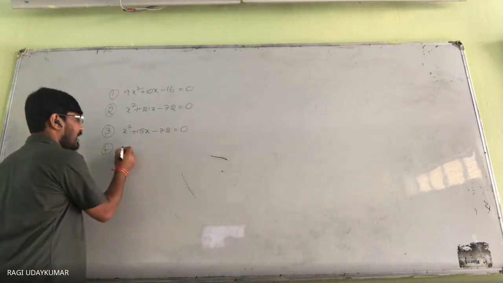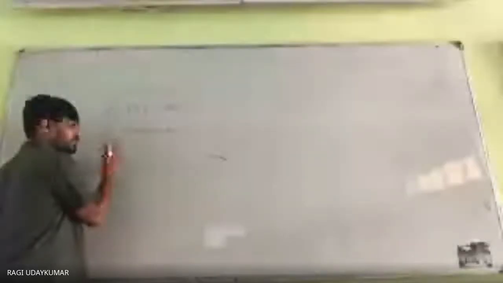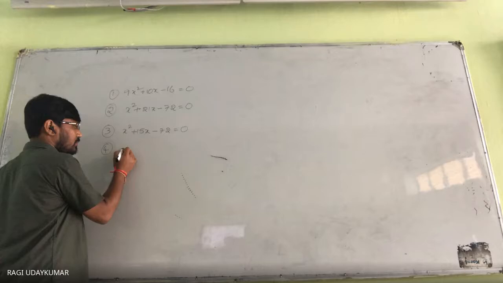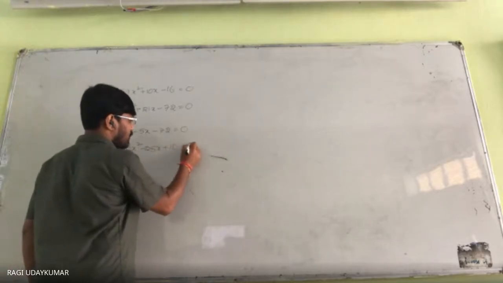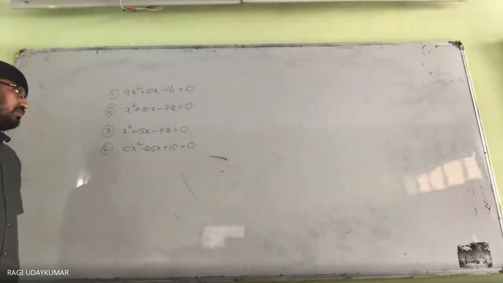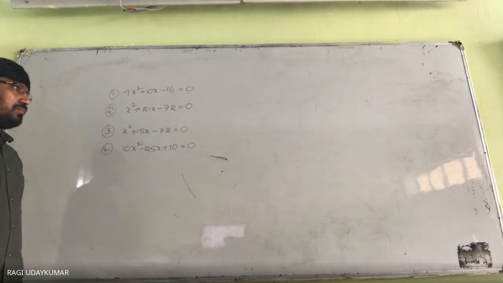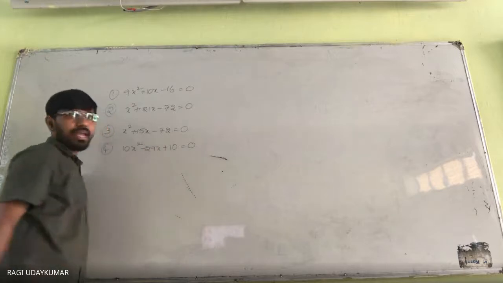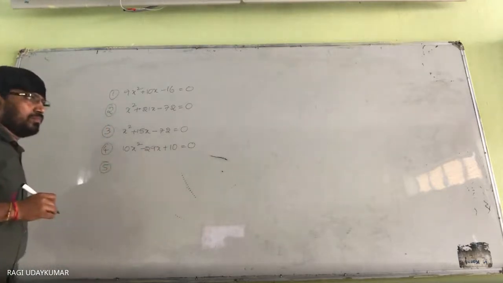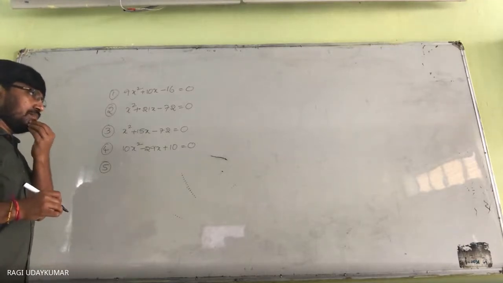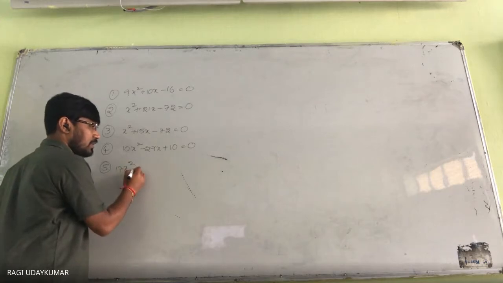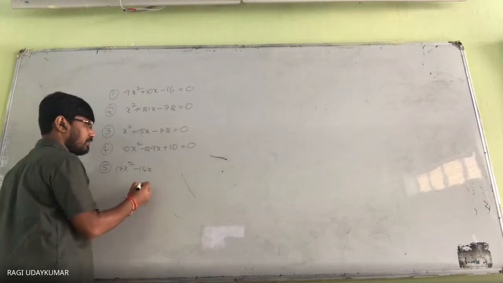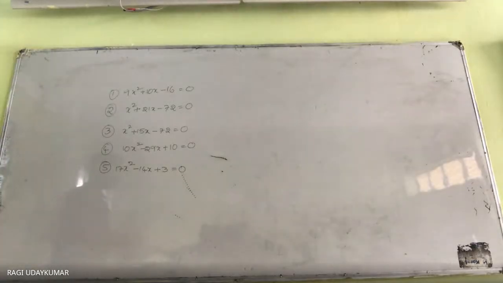Another question. 10x square minus 25x plus 10 is equal to 0. The fifth question: 17x square minus 14x.